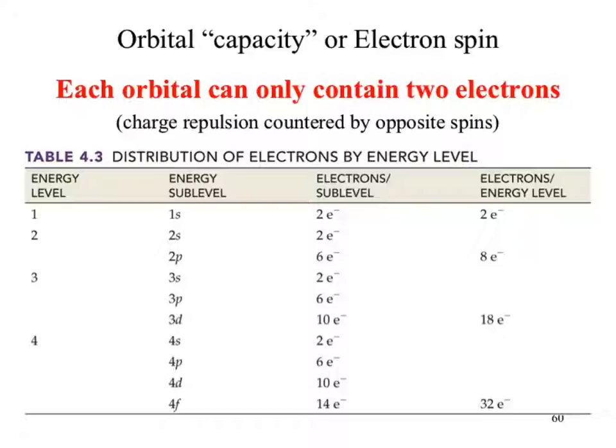What if we moved up to the 5th energy level? What are my orbital types? S, P, D, F. Then another letter. What is that other letter? Actually, I think it is G, believe it or not. How many electrons can we fit in the G?